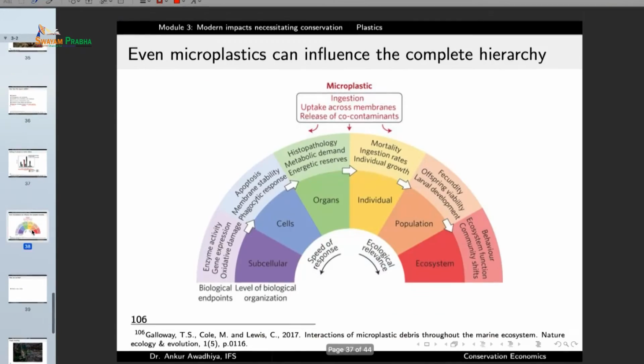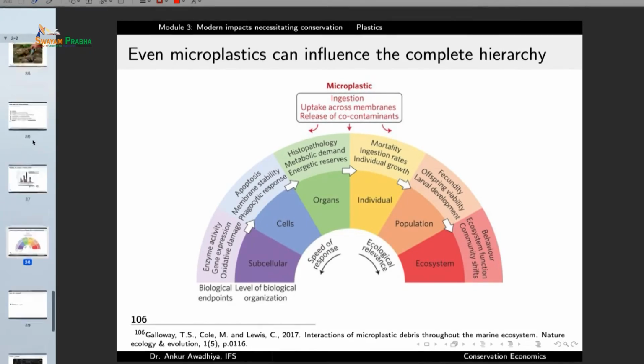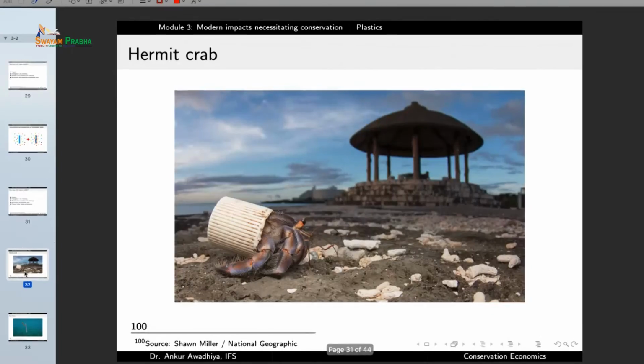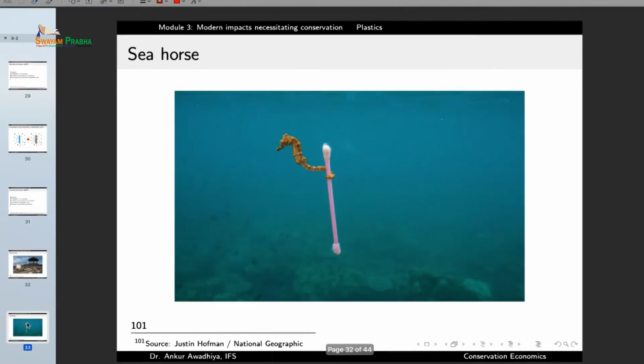At the level of ecosystem, we have seen that plastics influence the behavior of different organisms. We have seen the image of this hermit crab, which is now using this plastic, or that a seahorse is using this plastic. Now, if a particular species becomes too acclimatized with these plastics, it may change its behavior to such an extent that certain other species may also get impacted.